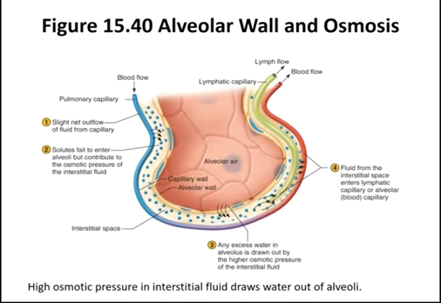Here's just a look at the alveolar wall. The alveoli are the little pockets where we do gas exchange, sometimes called air sacs in the lungs. So high osmotic pressure in the interstitial fluid is going to draw water out of the alveoli. That's kind of like the big point here.